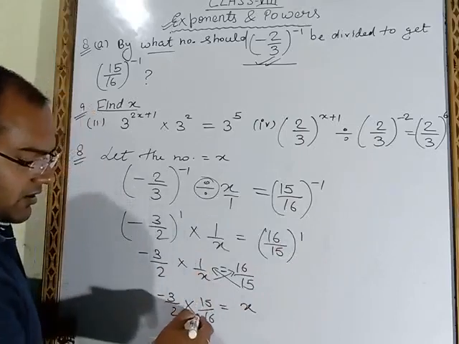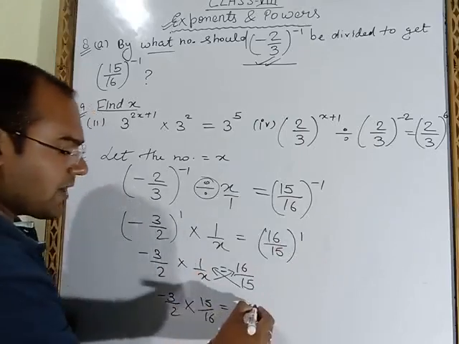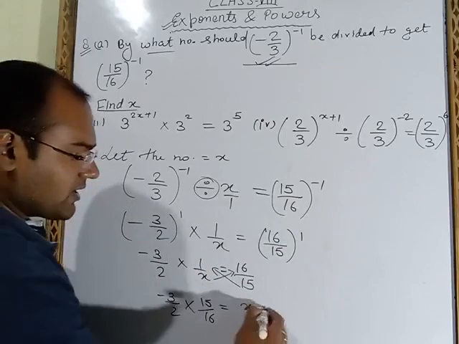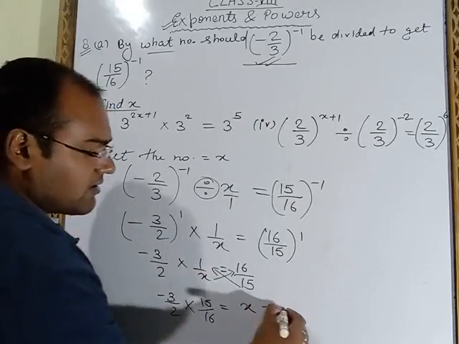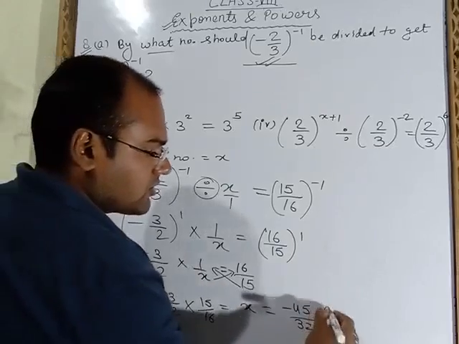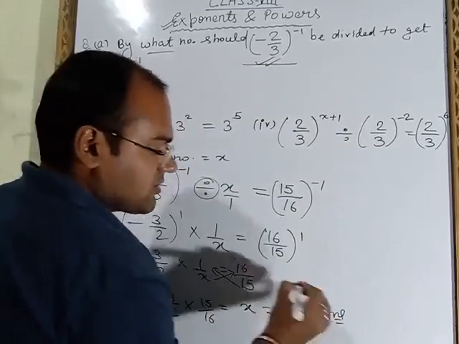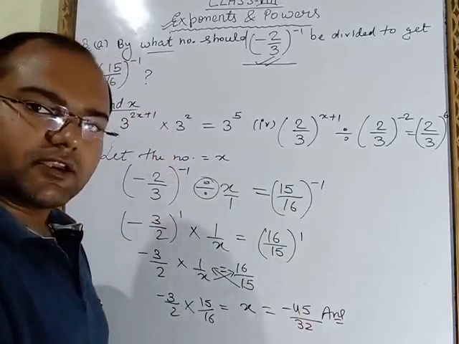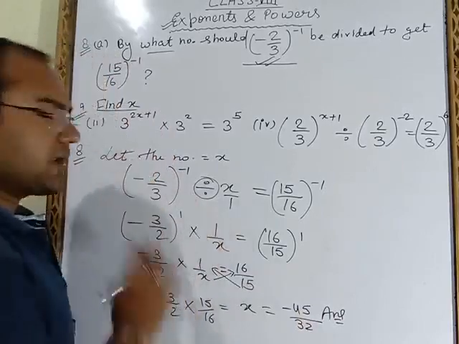Now nothing is cancelled, so we have to multiply, and on multiplying we will get 15 times 3, minus 45, upon 16 times 2, 32. So this answer we will get: minus 45 upon 32. So like this you have to do question number 8.